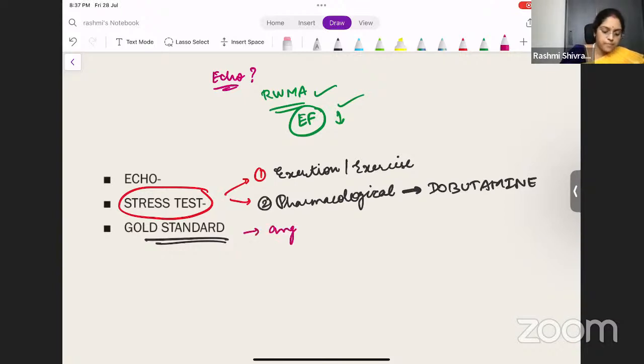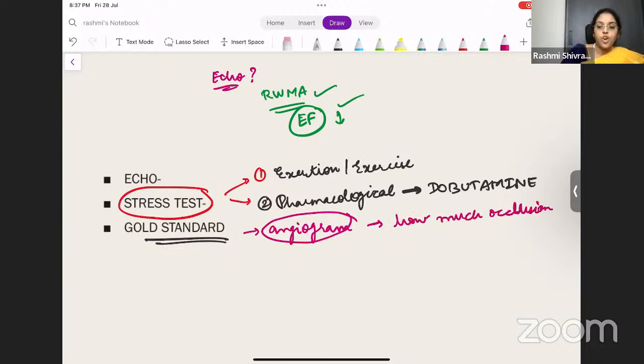What is the gold standard test? Angiogram, coronary angiogram. What do we do in that? We insert a catheter and insert a dye and trace the coronary vessels. You can find out how much occlusion is there, and how the heart is functioning as well.